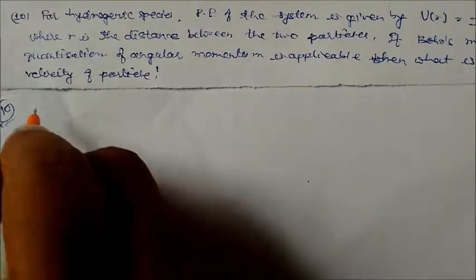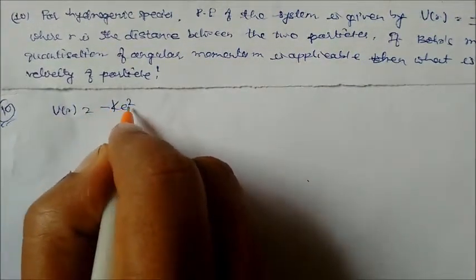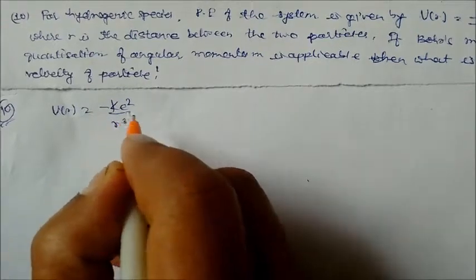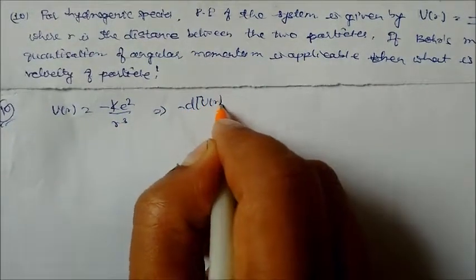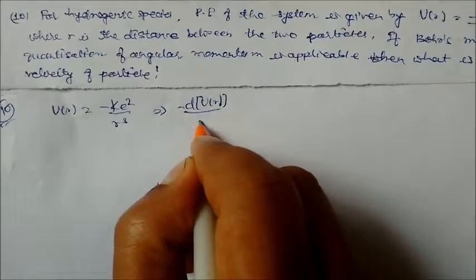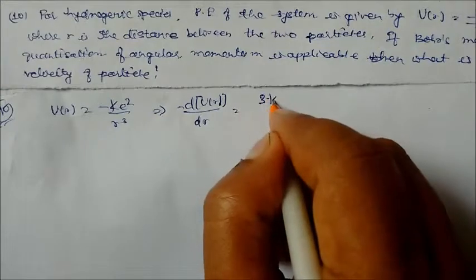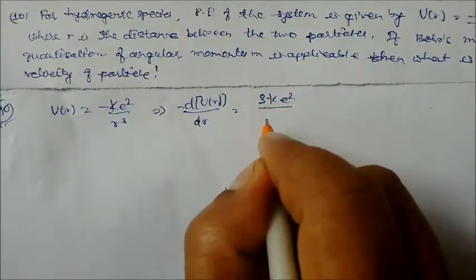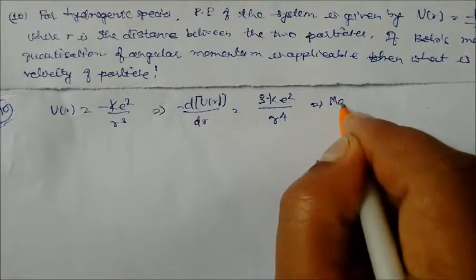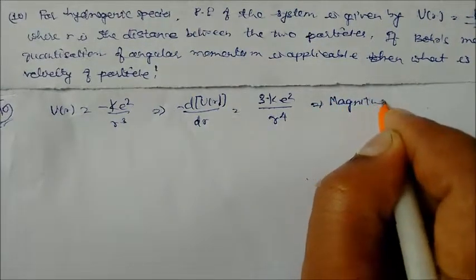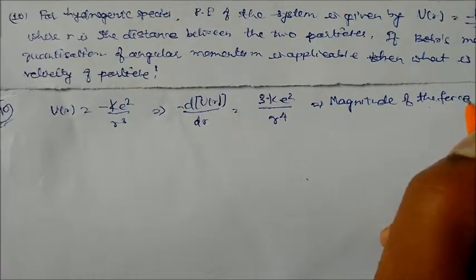So let us see this one. This U(R) is given equal to minus Ke square by R cube. If you write it in this form, minus d of U(R) by dR, this is a differentiation with respect to radius. So you will get 3Ke square by R to the power 4. This will give you the magnitude of the force.